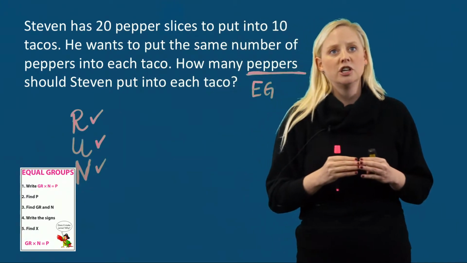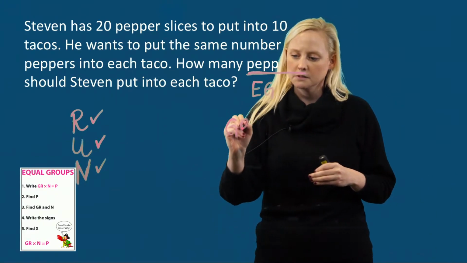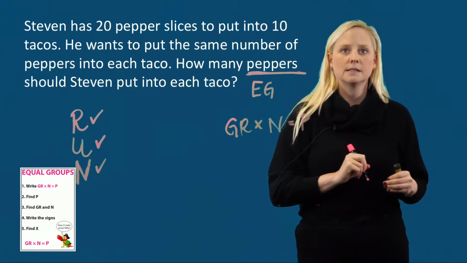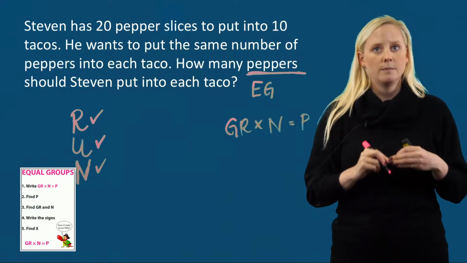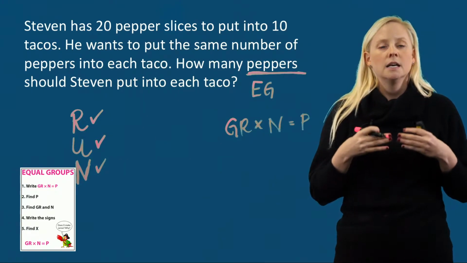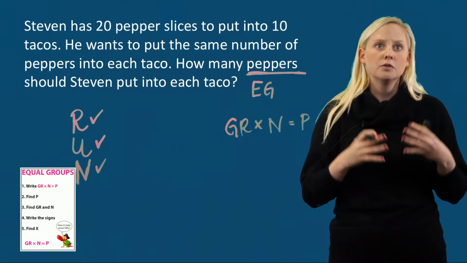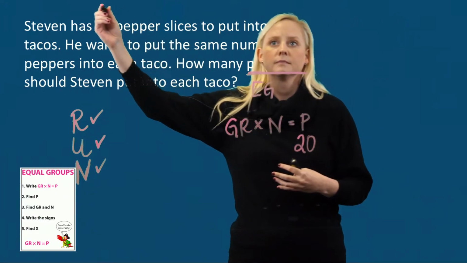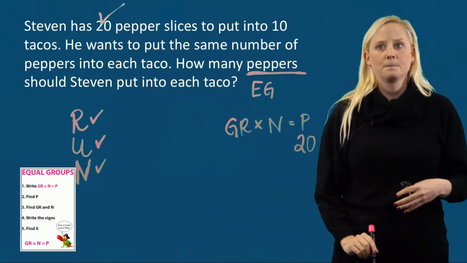Step 1 says write GR times N is the same as P. That stands for the groups times the number in each group is the same as the product. Step 2 is find P or the product. Sometimes I know the product, sometimes the product is missing. Here, we know that Stephen has 20 pepper slices altogether, so that is going to be my total or my product. So I'm going to put 20 here. I'm going to cross off the 20 to let me know that I've already used that number.